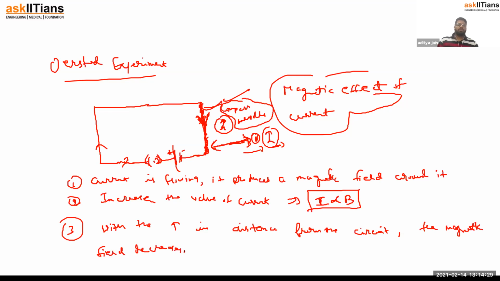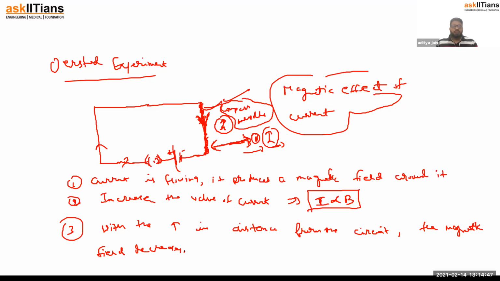These were the three main conclusions drawn from the Oersted experiments, that whenever a current is flowing through a circuit, it will produce a magnetic field around it. The second was the increase in the value of current. When you increase the value of current in the circuit, then what will happen? The magnetic field will increase, which is shown by increase in deflection of the compass needle.